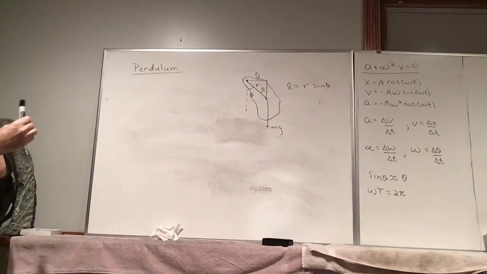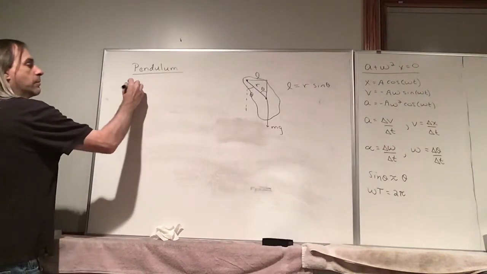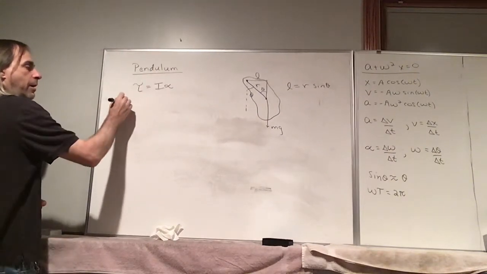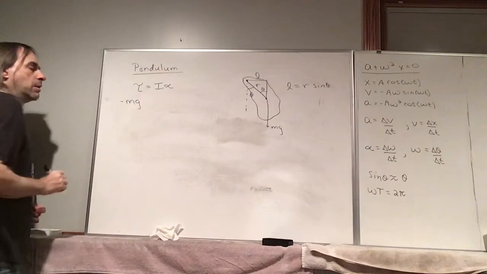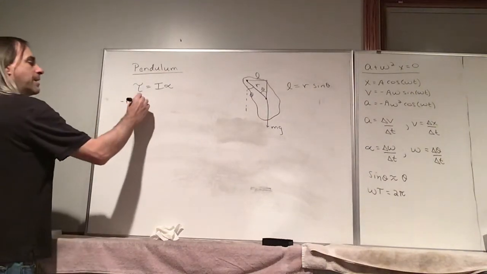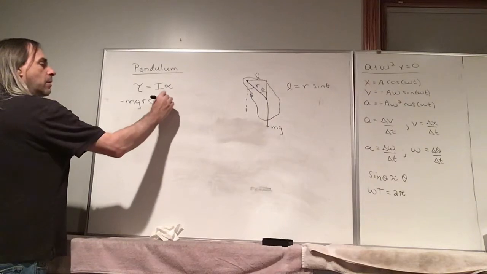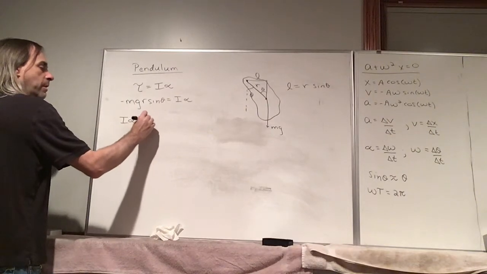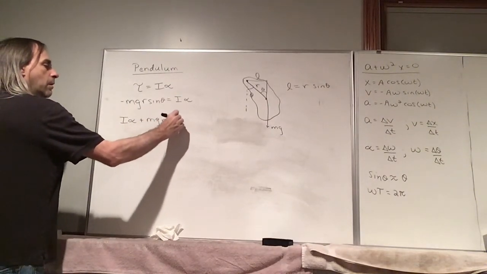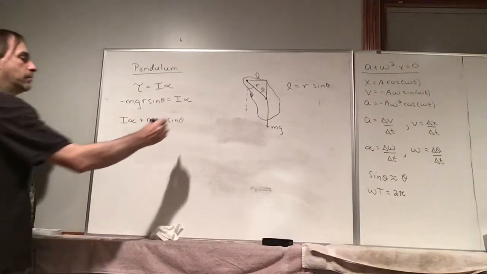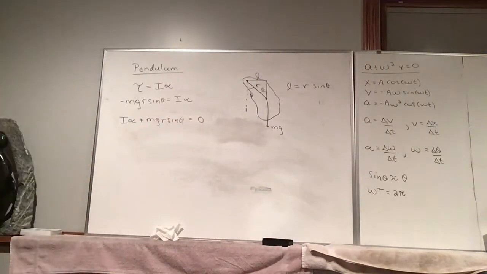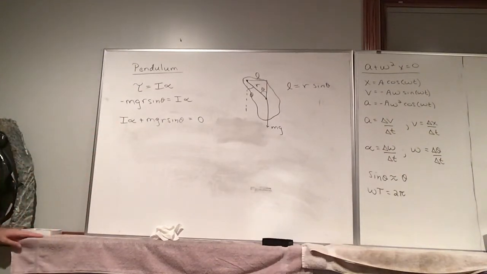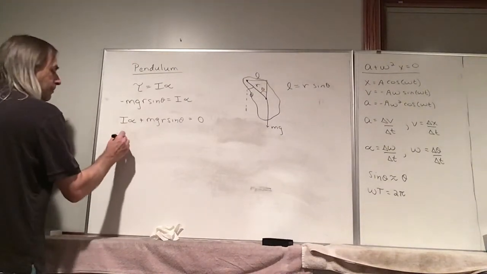Okay, so let's apply Newton's second law just like before. So we start out, torque equals I alpha. So we have force times lever arm, that's minus mgr sine theta equals I alpha. Basically just going through the exact same thing we had before, except before we had ml squared. This time we're just leaving it general, just I. And now let's divide by I.